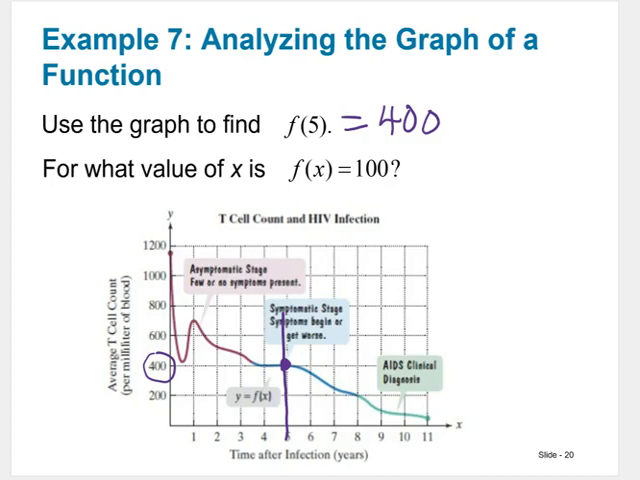For what value of x is f(x) equal to 100? This time you're going to start on the y-axis at 100, which is right here. It's not labeled, so you have to figure that out. You keep going until you hit the graph, which is right there, and then go down, and that will tell you your x value. So x equals 9. That means if you have a T cell count of 100, you should be about 9 years after your AIDS diagnosis. So reading graphs and functions go together, so you can look through those.